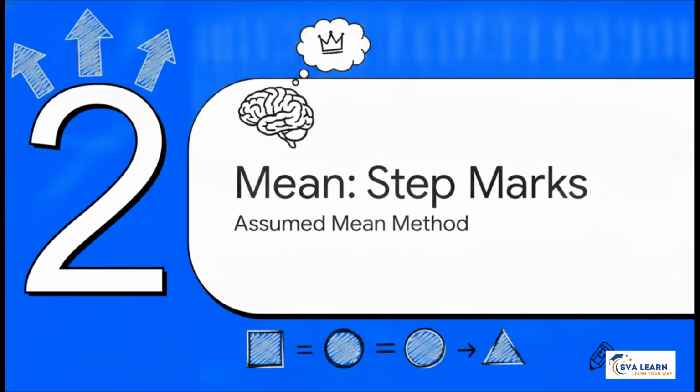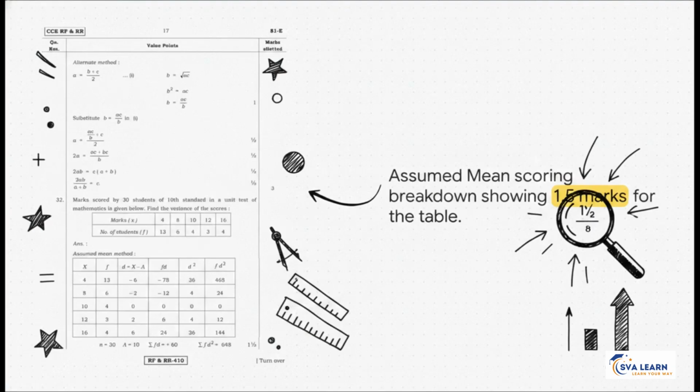Moving on to Section 2, Mean, securing step marks, specifically focusing on the assumed mean method. Now, for your 3-mark written questions, the assumed mean method is an absolute favorite for examiners. Seriously, take a good look at this official SSLC key answer sheet on the screen. See that right-hand margin? Boom! A massive 1.5 marks awarded purely for calculating the table values correctly. Think about that.